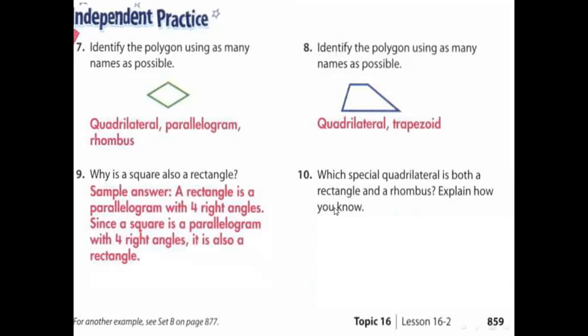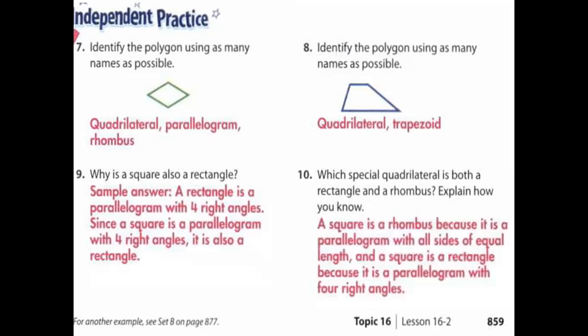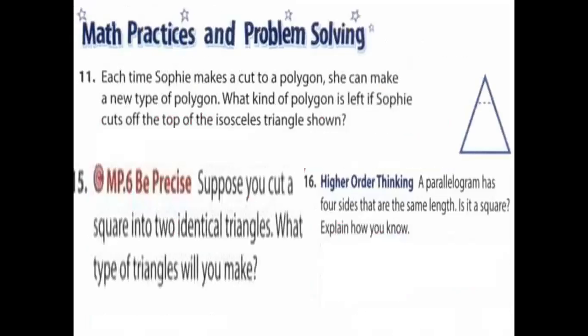Which special quadrilateral is both a rectangle and a rhombus? Here I have a square. A square is a rhombus because it's a parallelogram with all sides of equal length. And a square is a rectangle because it's a parallelogram but with four right angles. Okay. Question number 11 now.